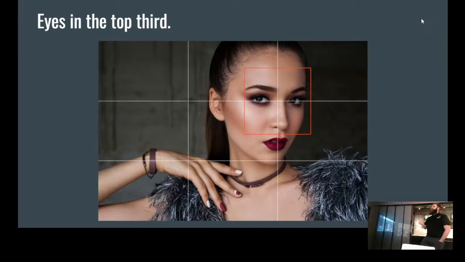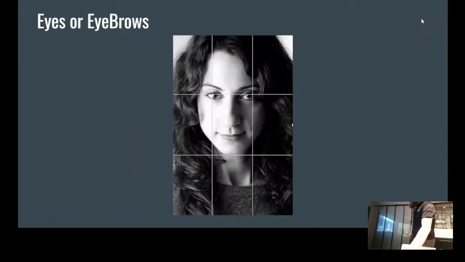From there, you might look at the color that she has for her lipstick. You might look at the frills of the dress, the bracelet, all sorts of different things. But by starting with the eyes in the top third of the photo, it's a natural locking point for us to move around the photo and see other things. If it doesn't work that way for the eyes, getting the eyebrows in the top third, eyes or eyebrows, will also lead to an effective photo.